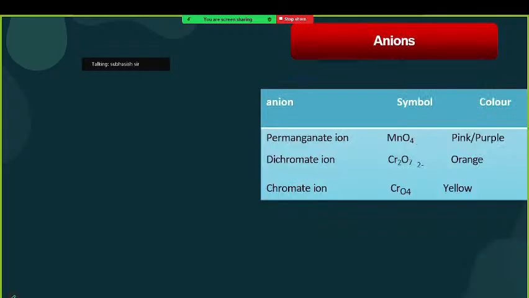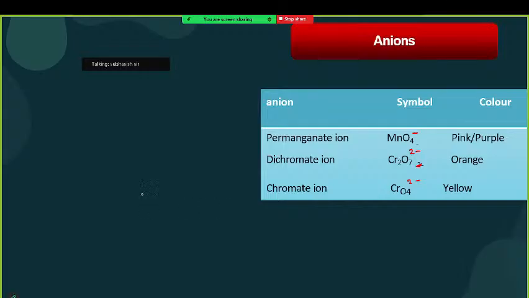But some of the anions, like permanganate, very common in potassium permanganate, are purple in color, or even dichromate, which is orange in color. Now let me clear one thing: the cationic part is colored, the anionic part is colorless. How should you explain this particular fact?